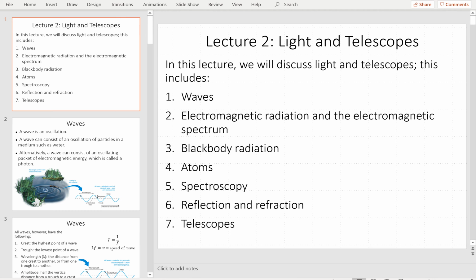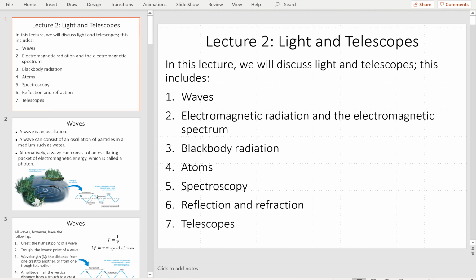The first thing I want to mention is waves. I want to talk about the basic properties of waves, and then I want to explain how light is a wave, and light is also equivalent to what we call electromagnetic radiation, which is just a fancy term for light. I'll talk a little bit about why we use that term. That will lead us into the topic of the electromagnetic spectrum.